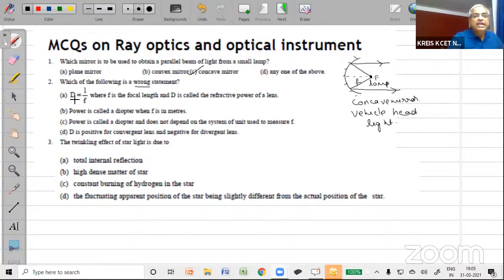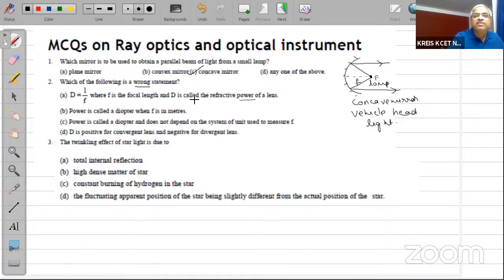Now notice D is equal to 1 by f. Correct, right? Power, basically refractive power of a lens, is given by 1 by f. So this is the correct statement. Power is called diopter when f is in meters. Power is measured in the units of diopter when f is in meters. This is a correct statement. Power is called diopter and does not depend on the system of unit used to measure f. This I think is a wrong statement.